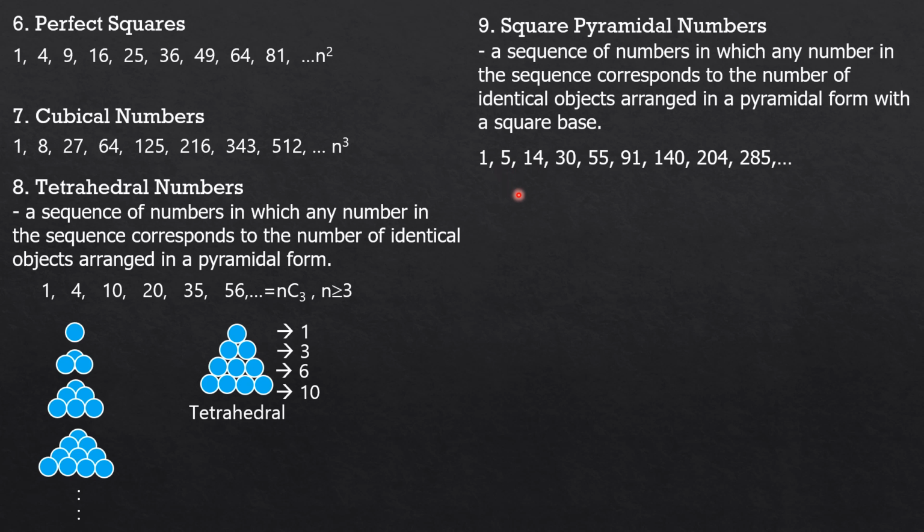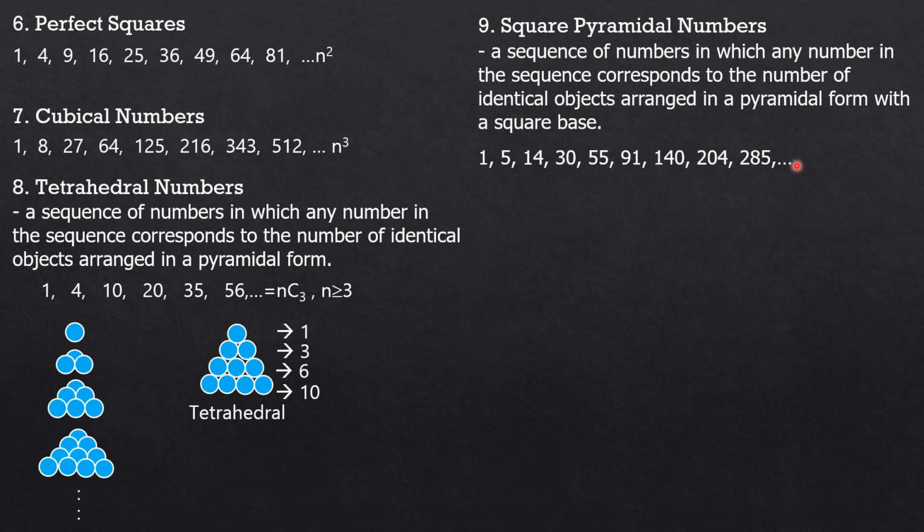14 minus 5 is 9, which is 3 square. 30 minus 14 is 16, which is 4 square. 55 minus 30 is 25, which is 5 square. 91 minus 55 is 36, which is 6 square. 140 minus 91 is 49, which is 7 square. 204 minus 140 is 64, which is 8 square. 285 minus 204 is 81, which is 9 square.